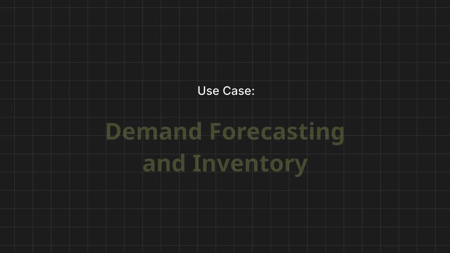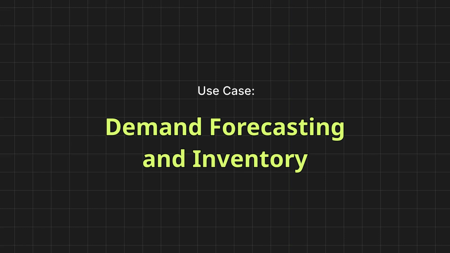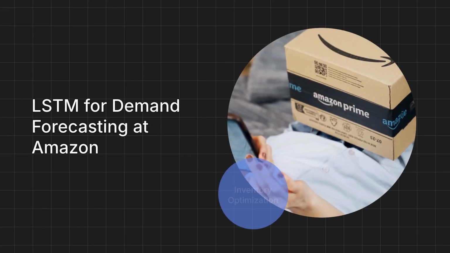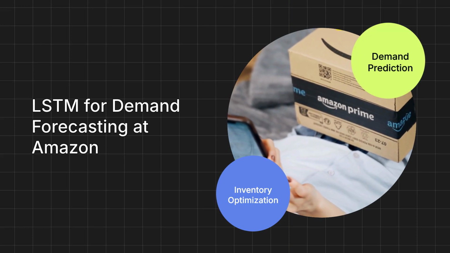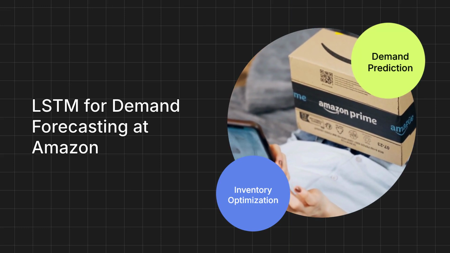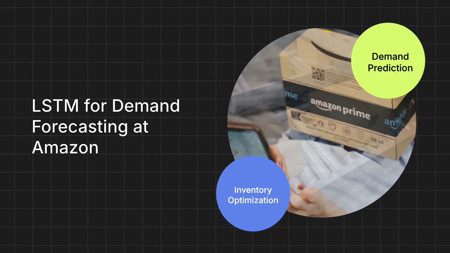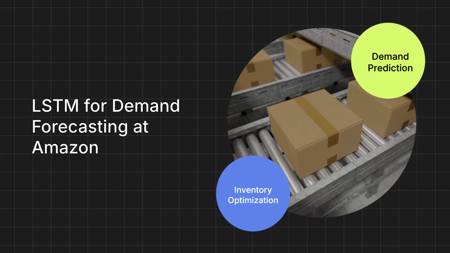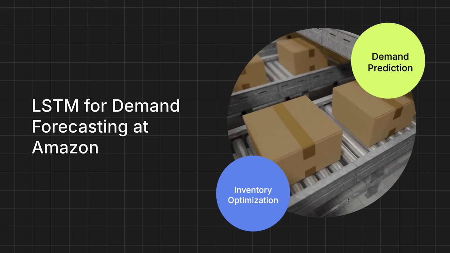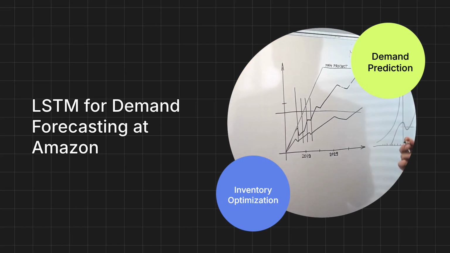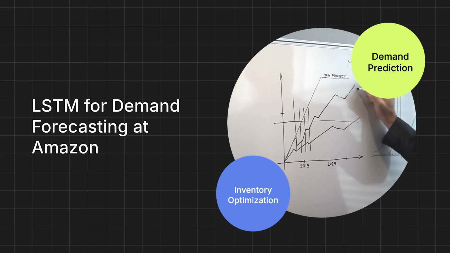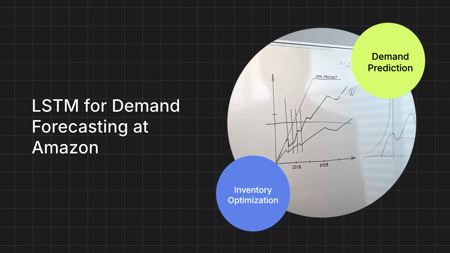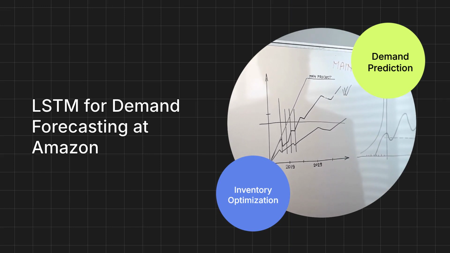Use case: demand forecasting and inventory management. Amazon employs LSTM models to predict product demand based on historical sales data, seasonal trends, and promotional activities. These predictions help optimize inventory levels across its vast network of warehouses, reducing stockouts and overstock situations. The accuracy of LSTM in capturing temporal patterns improves Amazon's ability to meet customer demand efficiently.